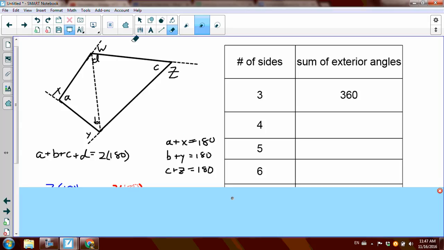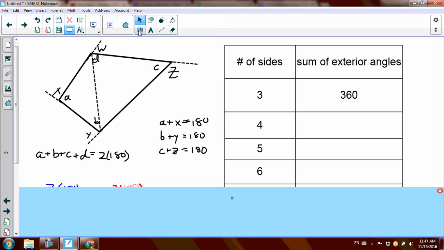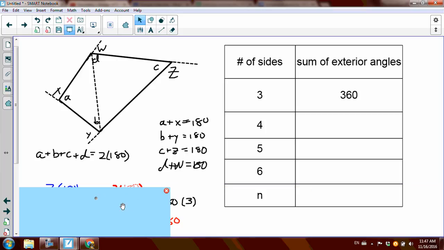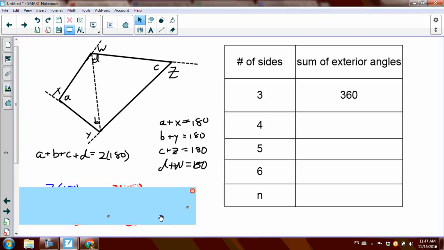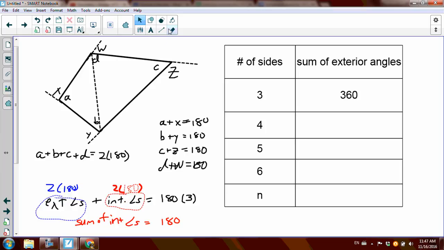Okay, now, A and X, B and Y, C and Z, they still form linear pairs, but now I also have D and W form a linear pair. D plus W equals 180. So the interiors and the exteriors combined, there are 4 linear pairs there. So it's 180 times 4.